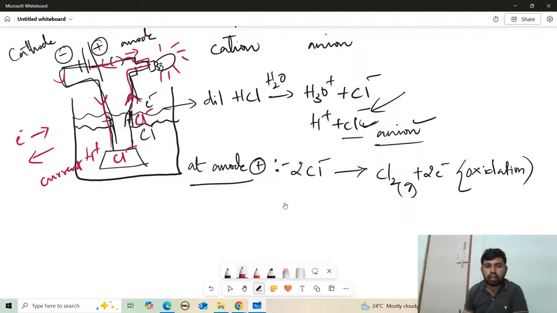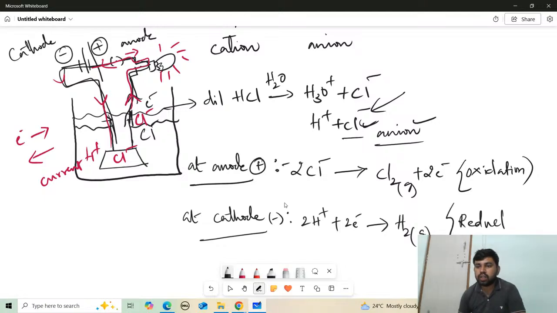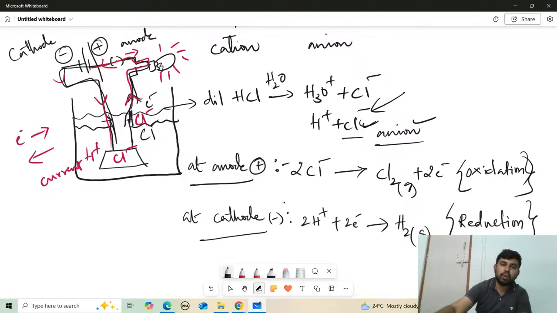Let me write one more reaction. I forgot to write the reaction here. Now we will write the reaction at the cathode. The circuit is going to become complete, right? So now at the cathode, 2 H plus ions will get two electrons and produce H2 gas. This is which process, sir? Addition of electrons is called which process, sir? It is called reduction. Remember. Anyway, because of this production of ions in the case of dilute HCl, the bulb will start to glow.